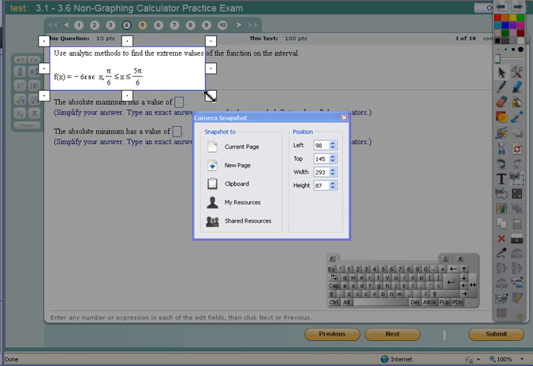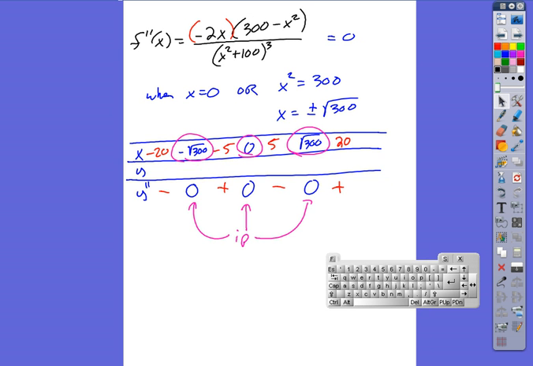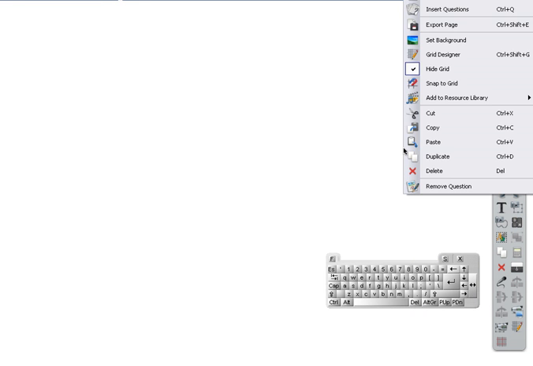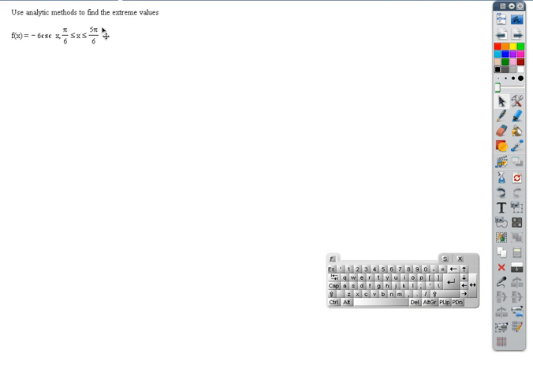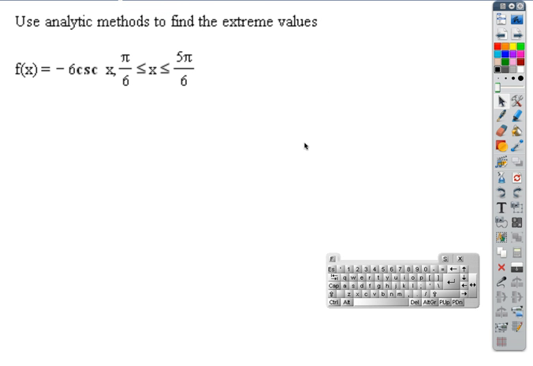Okay, so find the extreme values of f of x on that interval. All right, so we want to find the extreme values. We've got to find the critical numbers. Right? We're trying to find minima and maxima or endpoints. I mean, we want to find the absolute minimum and absolute maximum. That is what they're asking for.